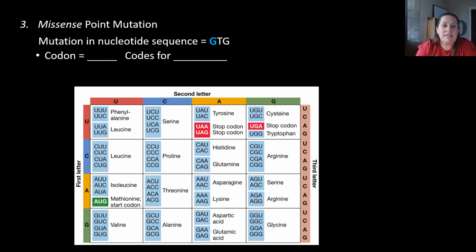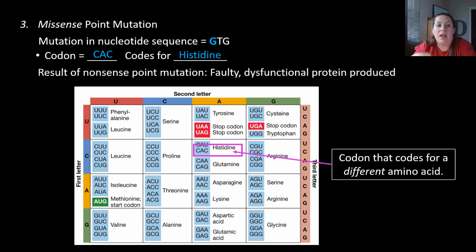The next one's known as a missense point mutation. This is a mutation that we might see where it changed to GTG. So the code is going to be CAC. If I go over here and look up CAC, that is histidine. Now I'm coding for something different. I was coding for tyrosine originally. Now I'm coding for histidine. The result of a missense point mutation is faulty, dysfunctional proteins. They cannot make their proteins properly. Okay, and so we have to keep a close eye for that kind of thing.